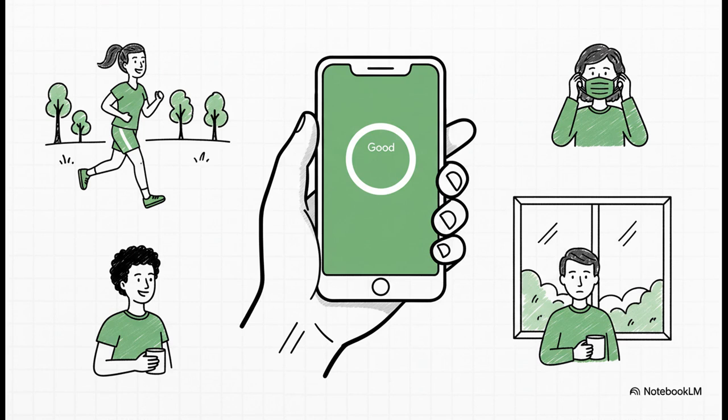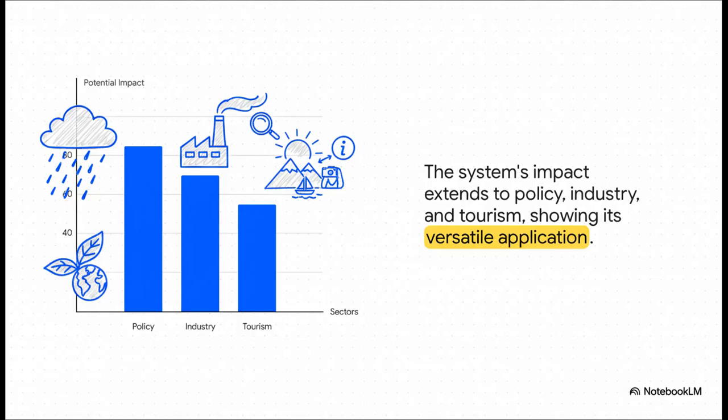And of course, there's the most obvious use, putting this power directly into our hands. This engine could be what's behind the weather app on your phone. It gives everyday people like you and me the info we need to decide, should I take the kids to the park today, or maybe I should wear a mask on my commute? It's about empowering people.